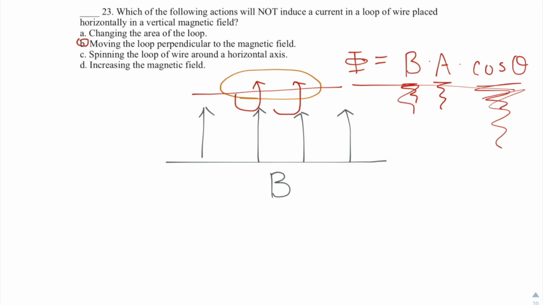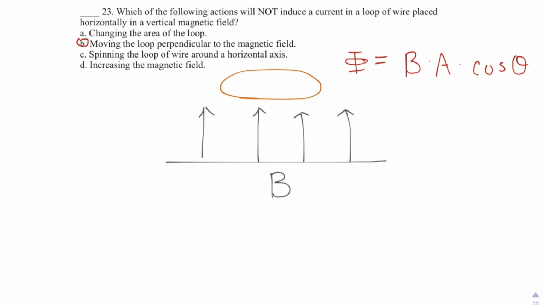Well, moving the loop perpendicular to the magnetic field, in other words, moving the loop horizontally. Since the magnetic field is going vertical, if you were to move it horizontally this way, left and right, you're not doing anything that's going to cause a change in magnetic flux. You're still hitting the same entirety of the loop. You're not causing a change in the angle of incidence. The area of the loop isn't changing, nor is the magnetic field changing. So therefore, you're not causing a change in magnetic flux, and because there's no change in magnetic flux, there's no way of getting an induced EMF.